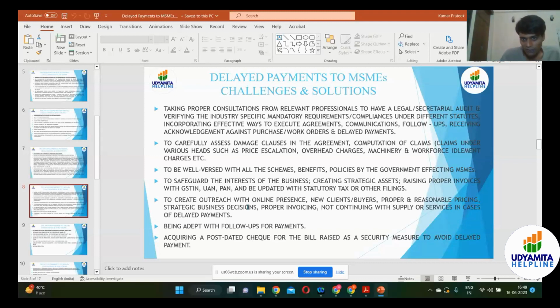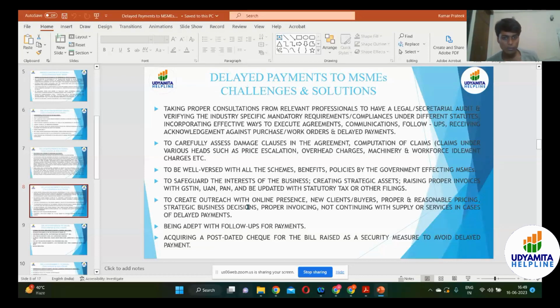To be well versed with all the schemes, benefits, policies by the government affecting MSMEs. Many policies are given by the government which are industry specific. All the benefits and the schemes cannot be known by an enterprise, right? Because he is into business, and you have to have a relevant professional so as to not let you miss all these benefits, schemes, and policies just because you didn't know them.